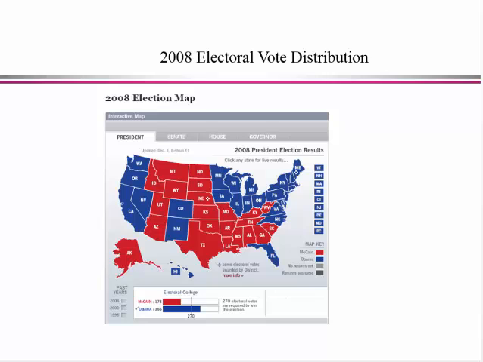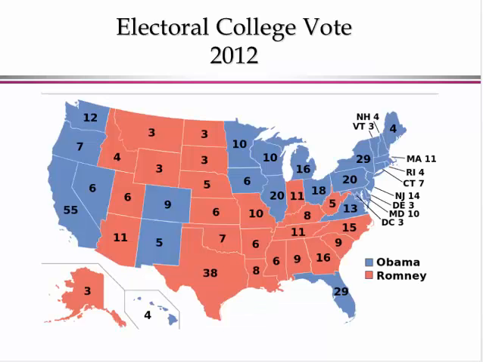Now take a look at the 2008 electoral distribution. The red states were Republicans, the blue states were Democratic. Now at first glance, it looks like a huge chunk of the country is Republican. But look at the population of the states that voted Republican. It got McCain only 173 votes and Obama 365. He only needed 270 to win.